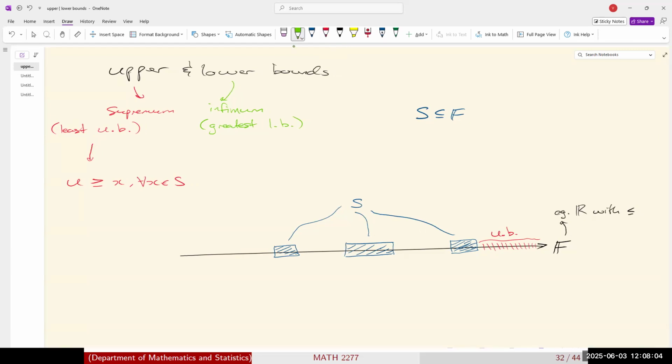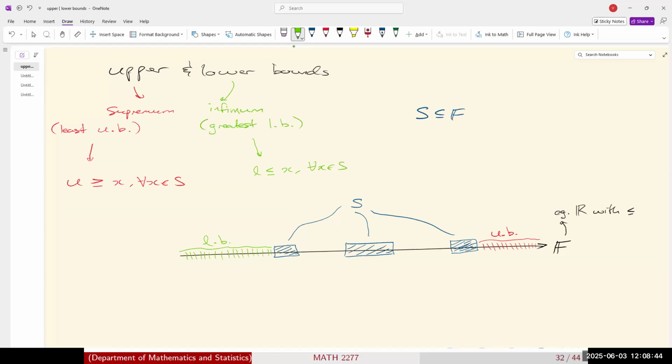Now, what about the lower bounds? For a lower bound, I'll call it L. Lower means less than. You're looking for elements, let's call them L, that are less than or equal to every element in the set S. From the diagram, the lower bound should live down here, because we can see that all these elements to the left of the set are smaller than every single element in that set. So the lower bounds live to the left and the upper bounds live up here to the right.